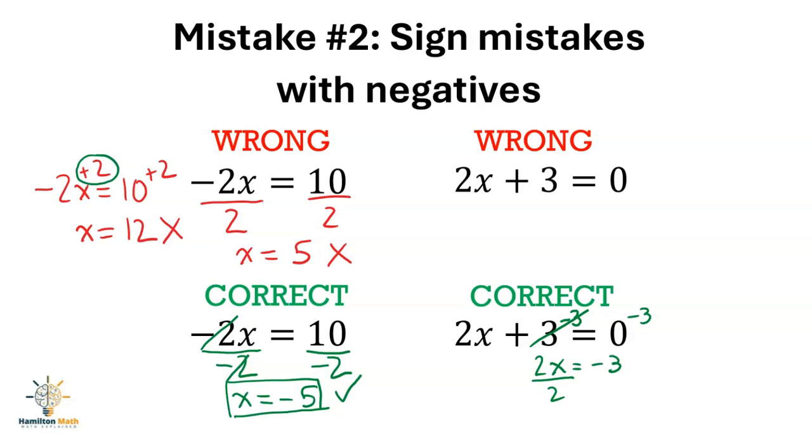And now we divide by 2, the opposite operation of multiplying by 2. And we get x equals negative 3 over 2. So that's the correct way to do this. What about the wrong ways?